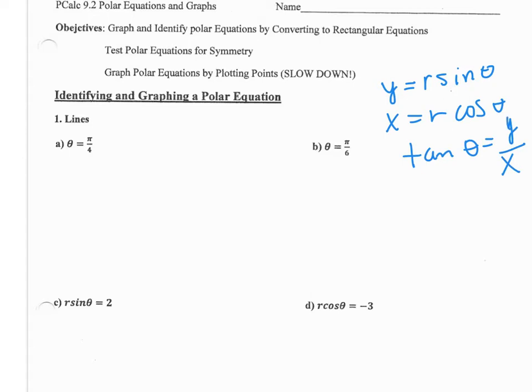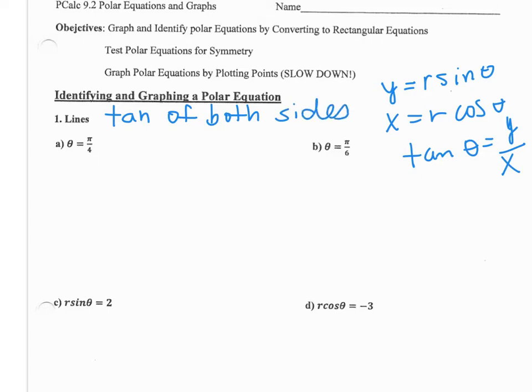Okay, so for lines, now I'm not talking about vertical horizontal lines. I'm talking about oblique or slanted lines. So if you picture the pi over 4 ray, if you can picture it kind of cutting through the circle, you can kind of picture it as being slanted, right? And like part B, pi over 6, slanted. All right, so now the trick with these, the one trick we try, is we take the tan or tangent of both sides. Okay, so it's like multiplying both sides by 5 or dividing by 3. We take the tan of both sides.